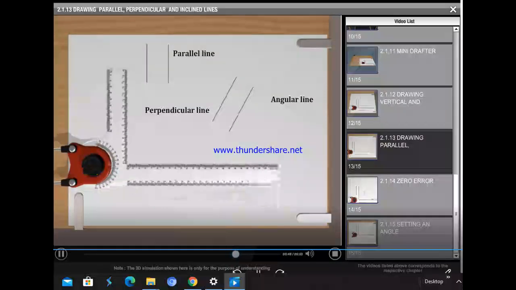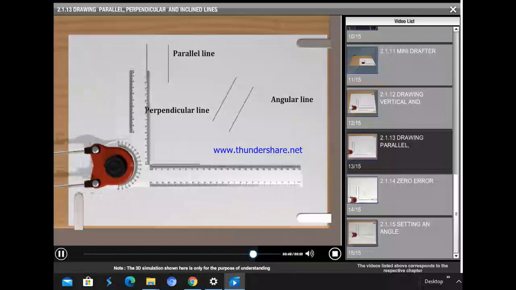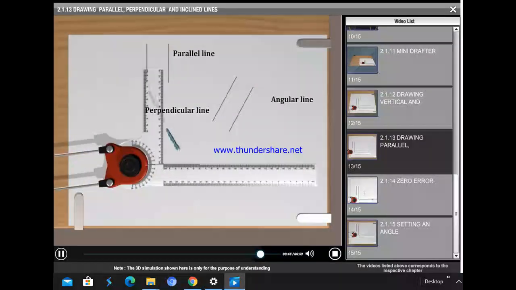For perpendicular lines, one edge of the drafter should be coincided with the line and through the other edge, a perpendicular line can be drawn.